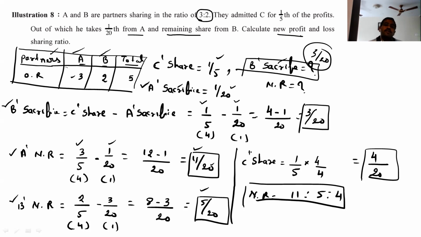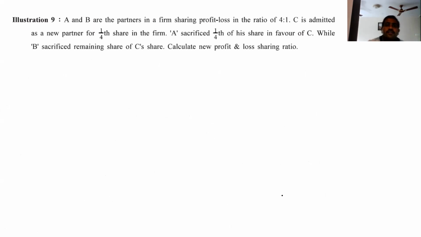Now comes the C share. C share is equal to, already we have given how much? 1 by 5. Now we have to make 20 finally. So 5 fours are 20. So if the denominator is 4, the numerator is also 4. So 1 fours are 4 by 20. So our new ratio comes to 11 is to 5 is to 4. Clear? So now let's see friends, illustration number 9.